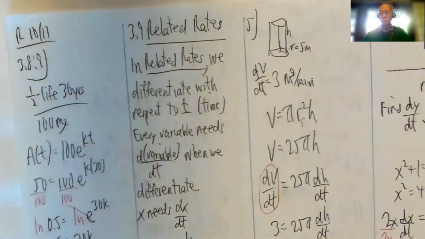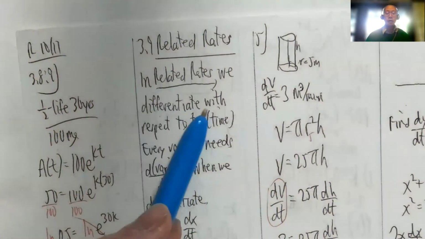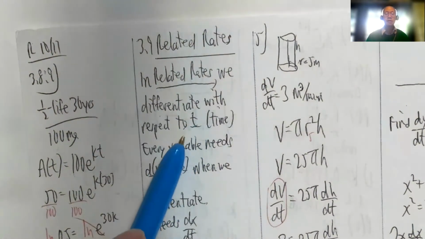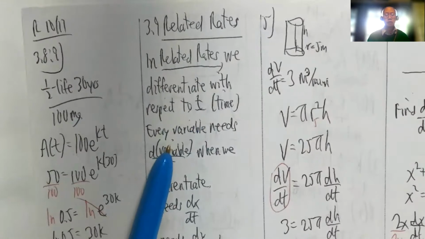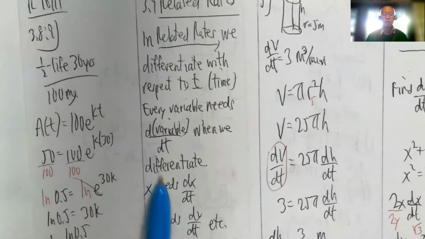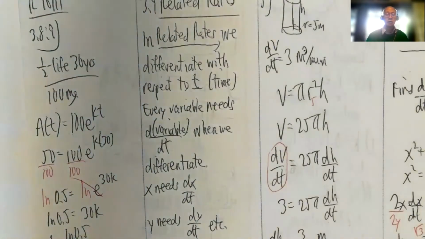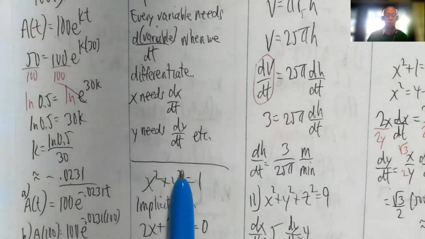This is section 3.9 on related rates. These are all word problems. In related rates, we are differentiating with respect to t, time. Every variable from the chain rule needs a d variable dt when we differentiate. So that means x would need a dx dt, y needs a dy dt, and so on.